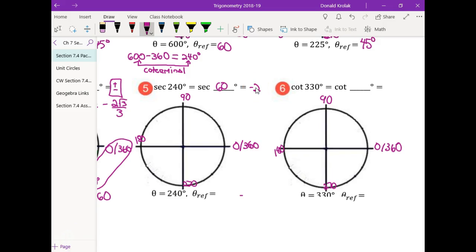Two, and then this one was the cotangent of 30, which was root 3, and cotangent in quadrant 4 is negative. All right, so that's the degree part. Finding reference angles in degrees is pretty straightforward. Finding them in radians was a little bit more involved.